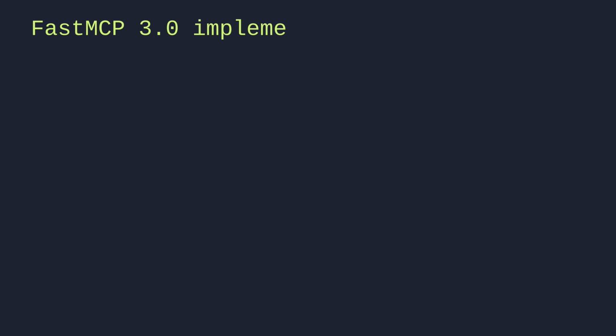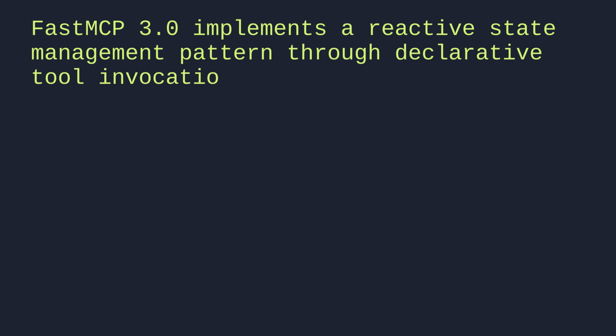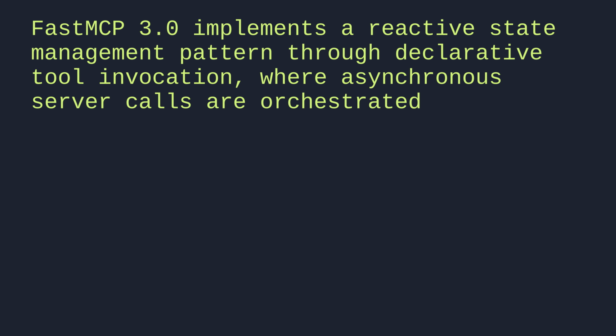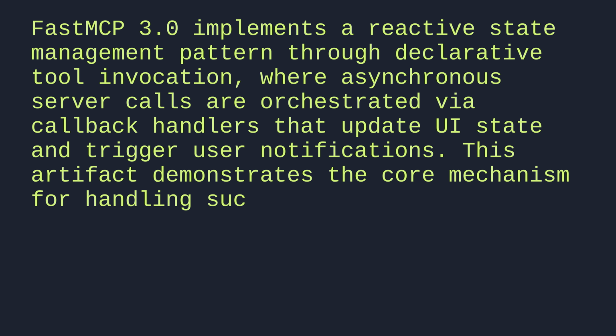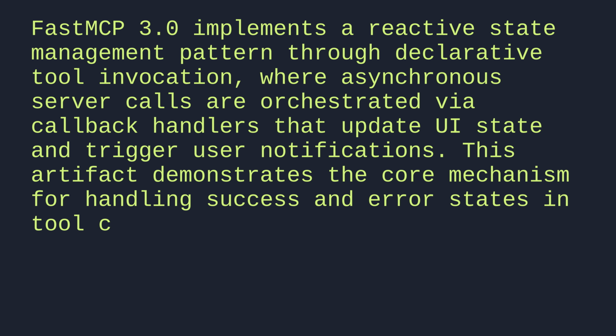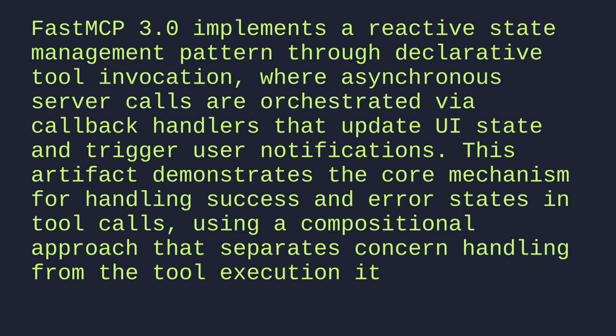FastMCP 3 implements a reactive state management pattern through declarative tool invocation, where asynchronous server calls are orchestrated via callback handlers that update UI state and trigger user notifications. This artifact demonstrates the core mechanism for handling success and error states in tool calls, using a compositional approach that separates concern handling from the tool execution itself.